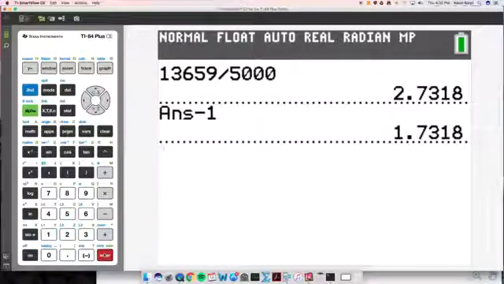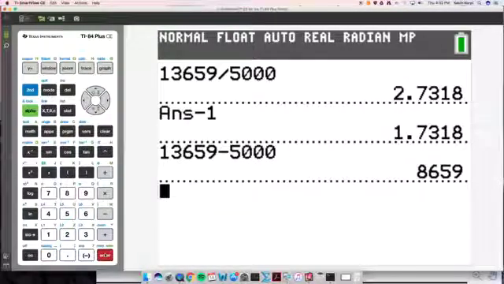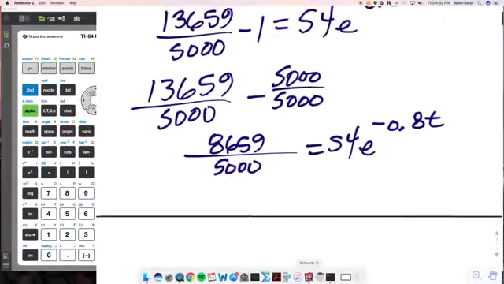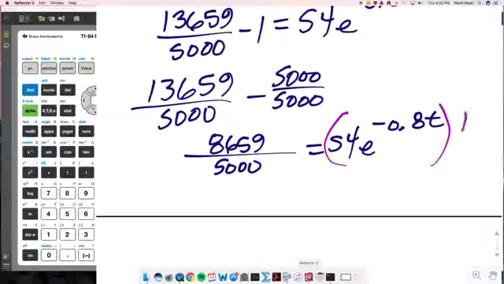I'm just going to call 1 5,000 over 5,000. Okay, and now we'll have a 5,000 in the denominator, and now you can go to your home screen and do 13,659 minus the 5,000, or you could do it in your head, and that gives you 8,659. So that one we know for sure is correct, and that equals 54 e to the negative 0.8t. Now, instead of dividing both sides by 54, that's going to give you a complex fraction. I'm going to go ahead and multiply both sides by the reciprocal of 54, which is 1 over 54 over here and 1 over 54 over there.